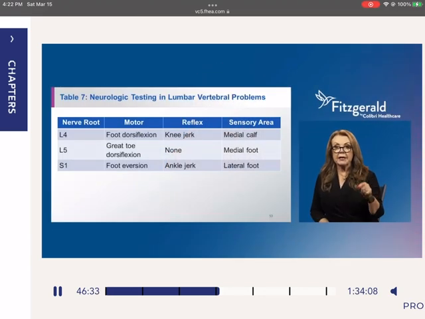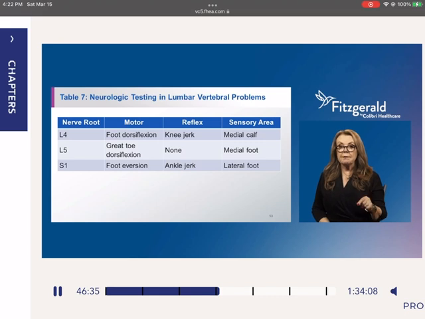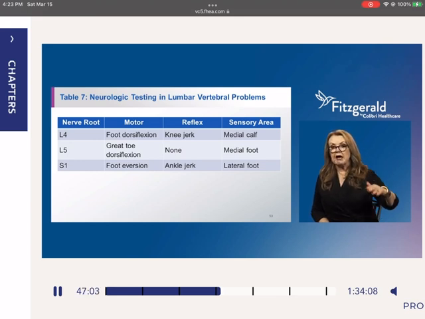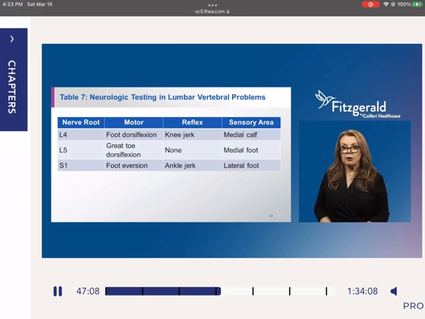This is an important table to include in your study. Remember what nerve root and what reflex goes with it. L4, knee jerk. L5, no reflex. S1, ankle jerk. And remember, what's the most common locations of lumbar radiculopathy pathology? L4, L5, L5, S1. Many patients will have both of those areas involved if they develop lumbar radiculopathy.